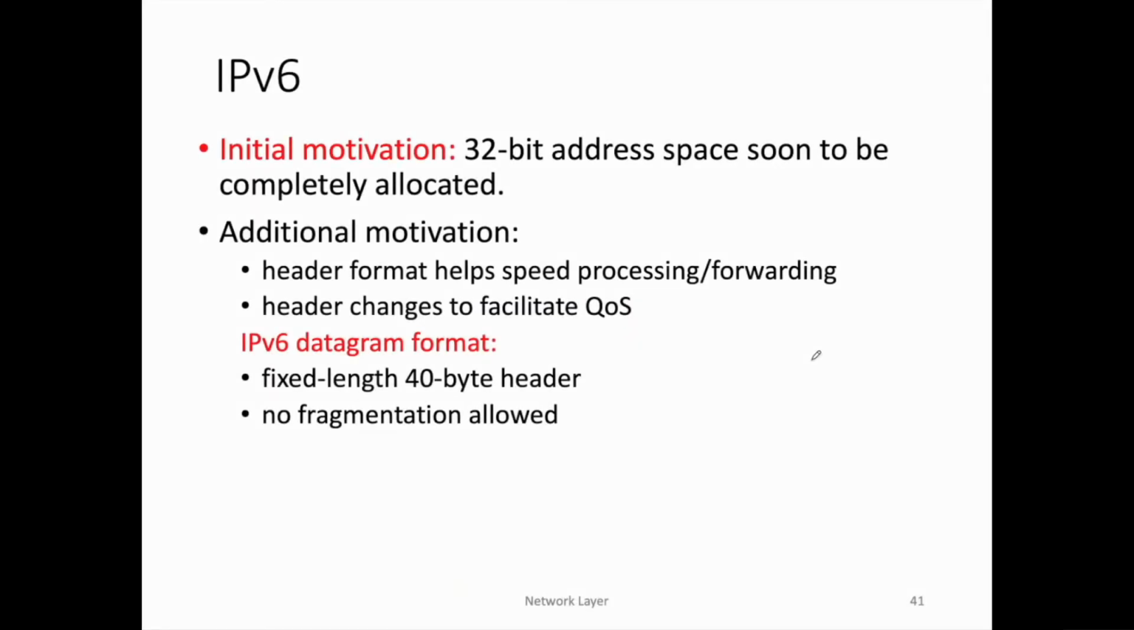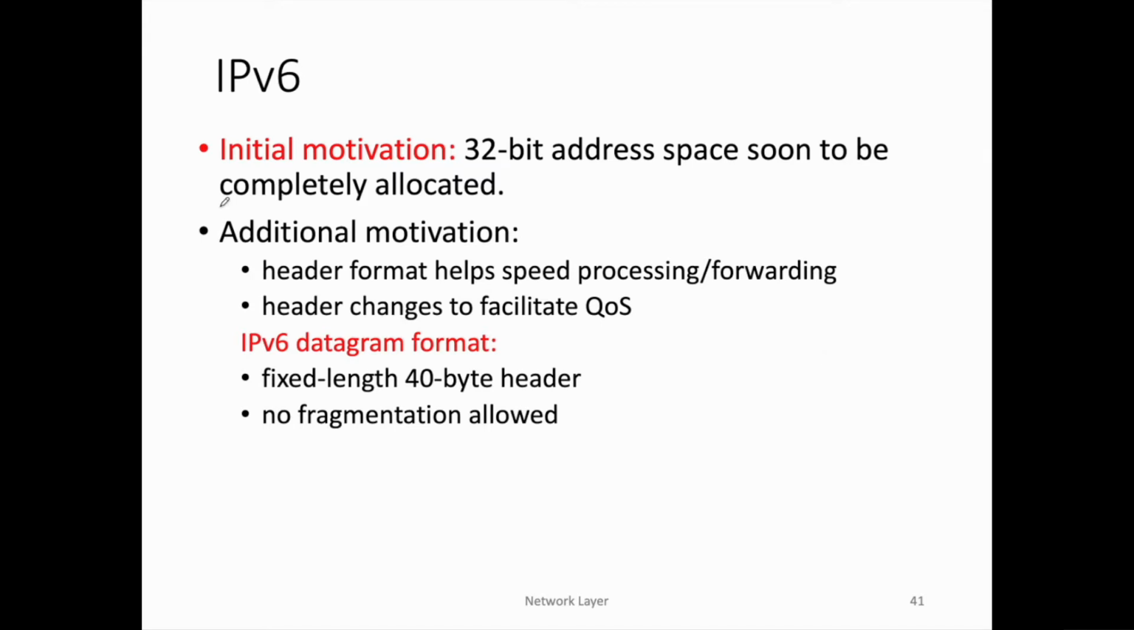So the initial motivation of discussing or inventing IPv6 was that the 32-bit address space of IPv4 has been completely allocated. So we do not have the pool of IPv4 addresses available. So we need to come up with a greater address space, right? And the additional motivation was to come up with a header format that speeds up this forwarding or processing, right?